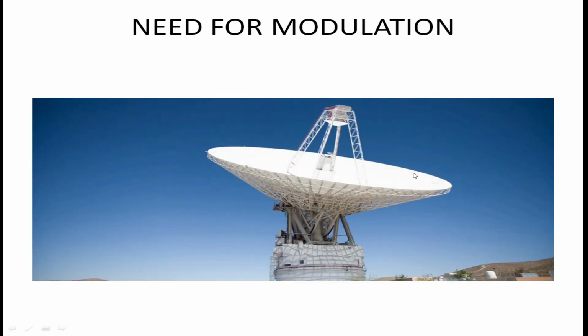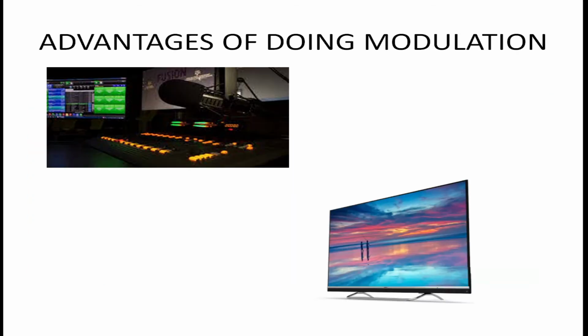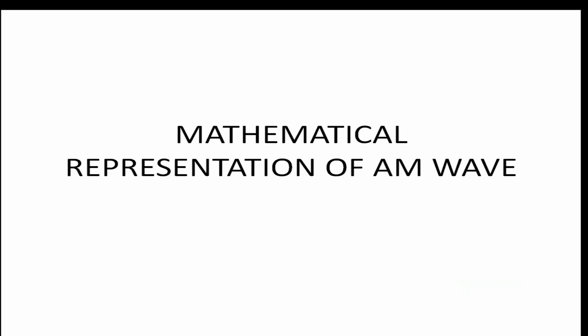So what is the need for modulation? The need for modulation is to reduce the height of the antenna, to avoid the mixing of signals, to improve the signal quality, and for the multiplexing process we use amplitude modulation. The advantages of modulation include radio broadcasting and TV broadcasting, etc. Now we are going to see the mathematical representation of the AM wave.